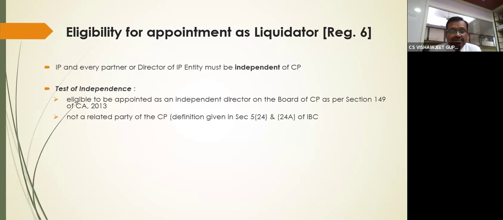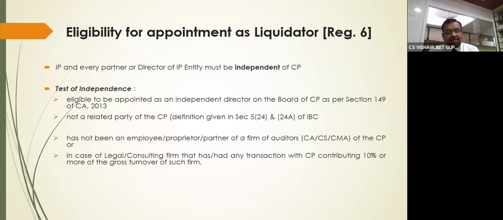He should not be a related party of the corporate person, and the definition of related party is given under Section 5, Subsections 24 and 24A of IBC. Now, he has not been an employee or proprietor or partner of the firm of auditors of the CP.